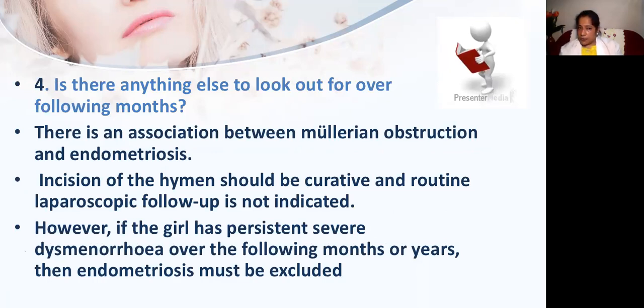In the following months, there could be an association between this Mullerian obstruction and endometriosis. Incision of the hymen should be curative, and routine laparoscopic follow-up is not indicated. However, if this girl does have persistent severe dysmenorrhea over the following months or years, then endometriosis must be suspected and the diagnosis should be excluded. If it is present, it needs treatment.